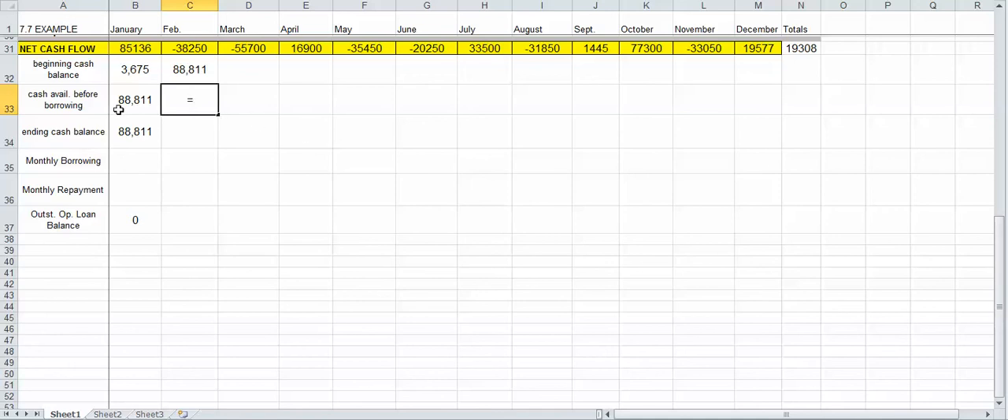Now, let's review cash available before borrowing. Again, take beginning cash balance plus net cash flow. In this case, negative $38,250. Cash available before borrowing, $50,561. Again, we had a zero outstanding loan balance. We have no money to pay back. In other words, we obviously have to borrow no money right now. We're at a positive $50,000. So our ending cash balance is $50,561.